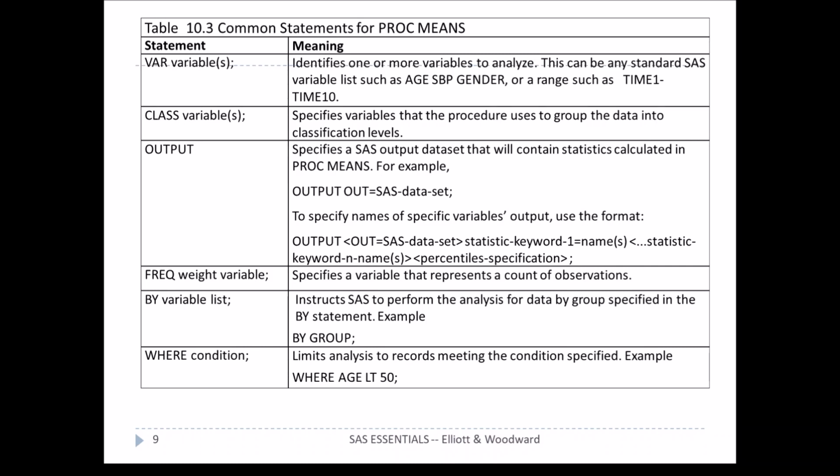The BY variable, again, allows us to instruct SAS to perform the analysis by group. It's a little bit different than the CLASS option. We'll see a comparison here later. And then the WHERE condition limits the output to whatever condition is listed in the WHERE, for instance, where age less than 50.